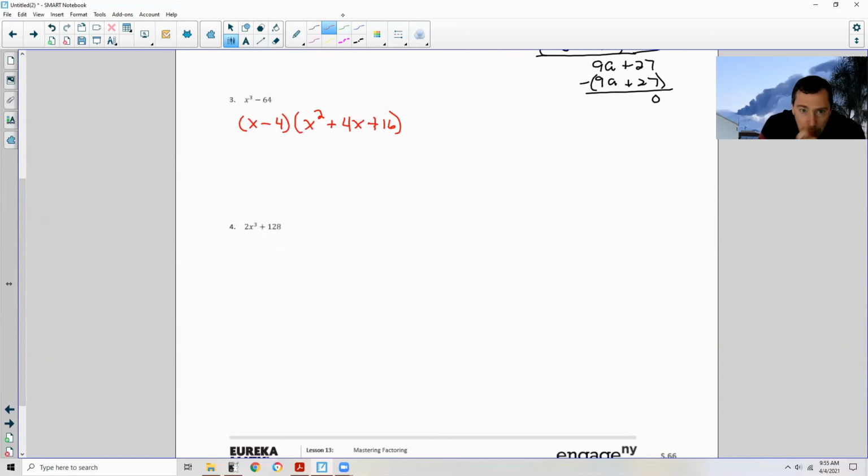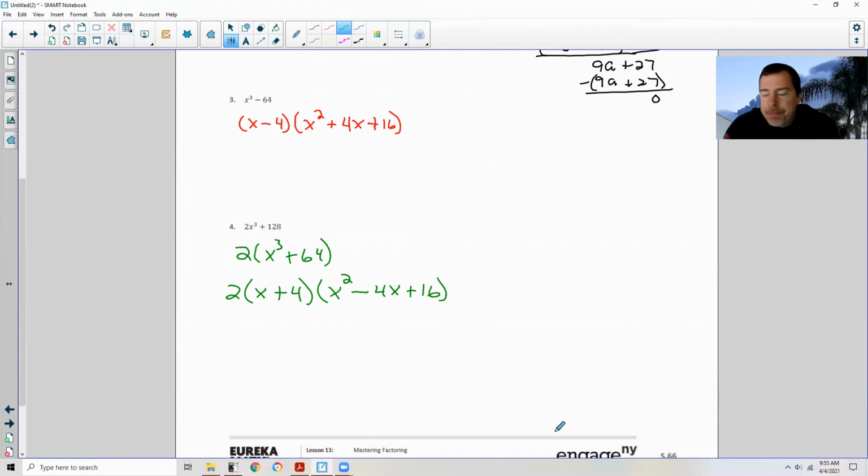Okay, number 4. This one has a factor, so I can factor out a 2, leaving x cubed plus 64. So the 2 just goes along for the ride from now on, and you take the cube root of the first term plus the cube root of the last term times the square of the first term minus first times last term, and then the last term squared. And we are done.